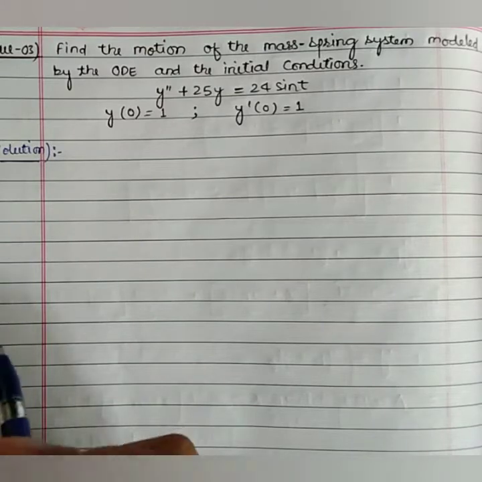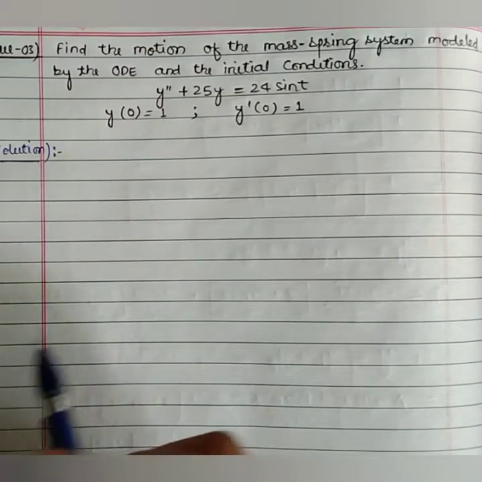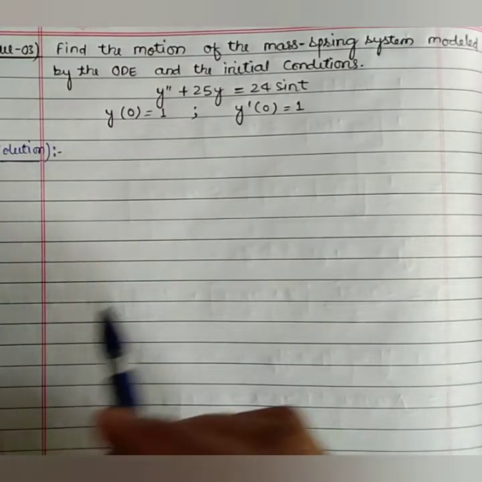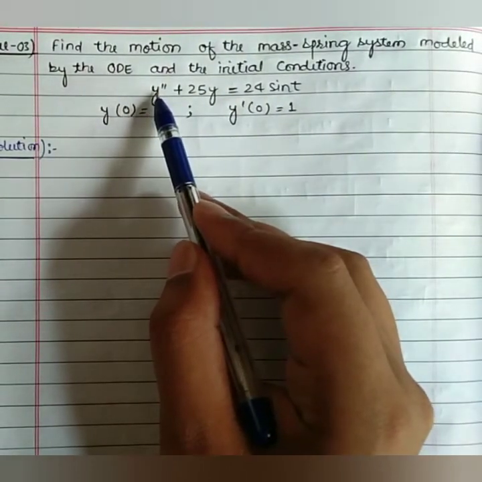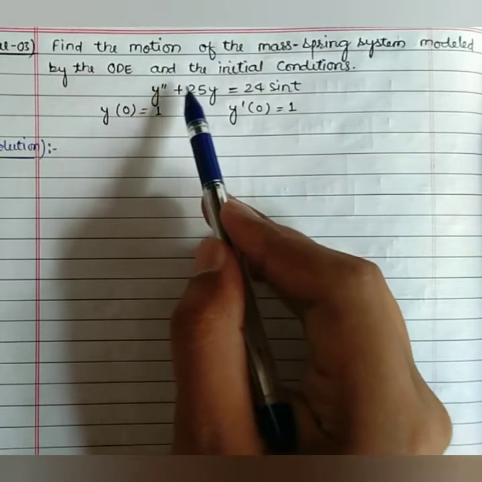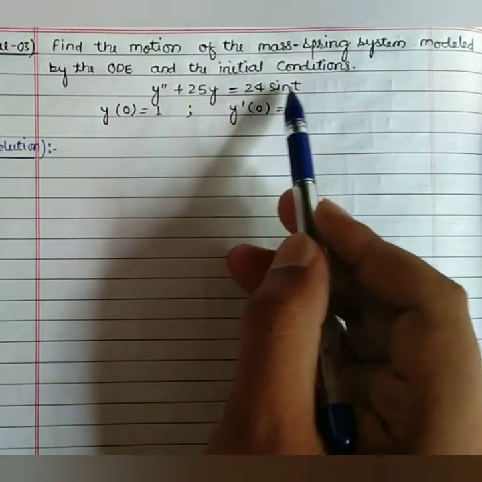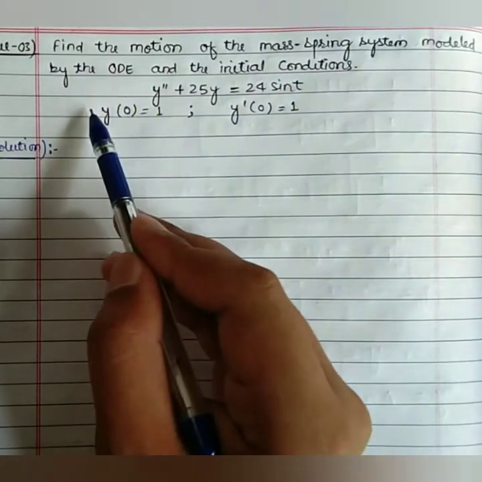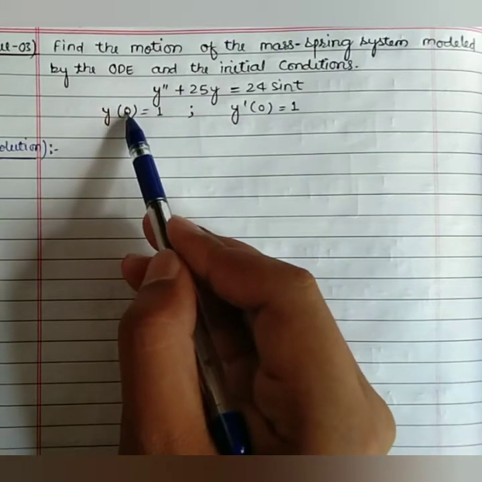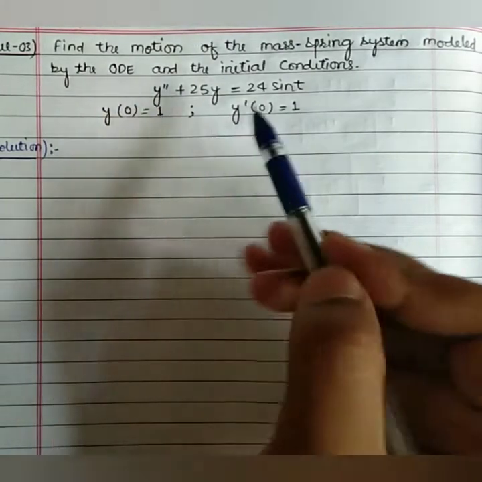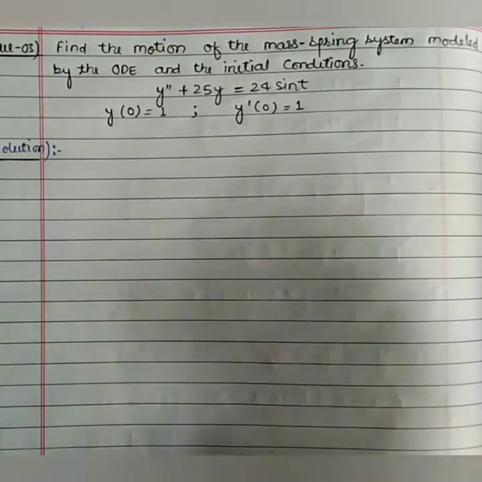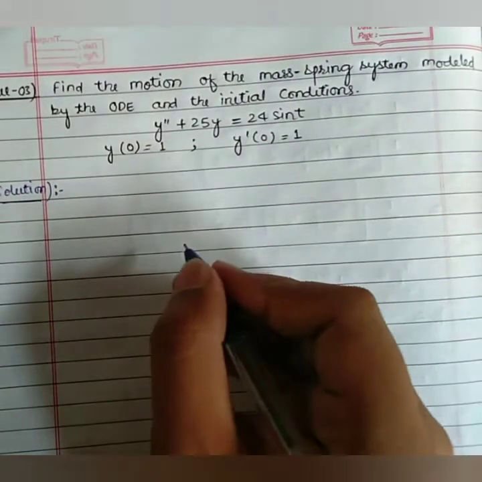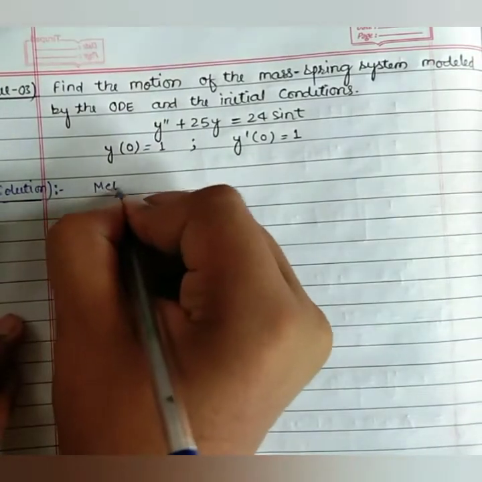Find the motion of the mass spring system modeled by the ODE and the initial conditions. We have been provided with the ODE, that is y double prime plus 25y equals 24 sin t, and the initial conditions have been given as y at t equals 0 is equal to 1 and y prime at t equals 0 is also equal to 1. Now I will be solving this by the method of undetermined coefficients.